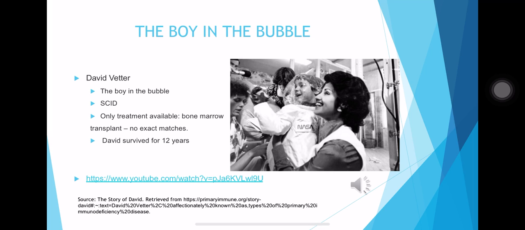David Vetter is famously known as the boy in the bubble. He was born in 1971 and diagnosed with severe combined immunodeficiency, also known as SCID. At that time, a bone marrow transplant from an exact donor match was the only cure for SCID. However, there was no match available in David's family. Due to this, David had to live within a bubble, which allowed him to live for 12 years.